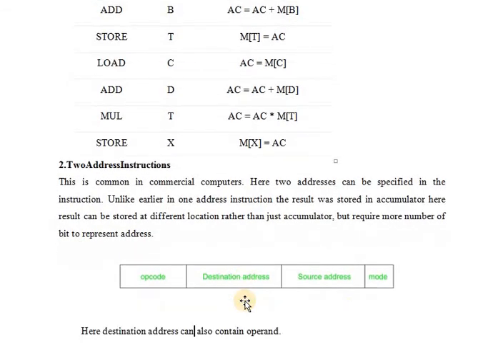Now we will see the two address instruction. So here see what is there: opcode, destination address, source address and mode. We will see that this is common in commercial computers. Here two addresses can be specified in the instruction. Unlike earlier, in the one address instruction the result was stored in the accumulator. Here the results can be stored at a different location.